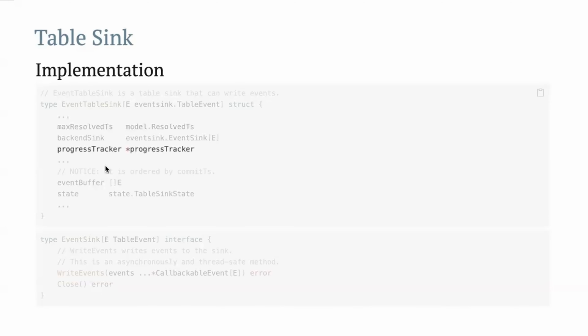We also have a progress tracker here to keep track of the progress of this table. When you call the get checkpoint TS method, I mean, if you want to get the progress of this table, it just calculates the progress from the progress tracker and returns a specific timestamp to tell you I've already replicated the data at least to here.